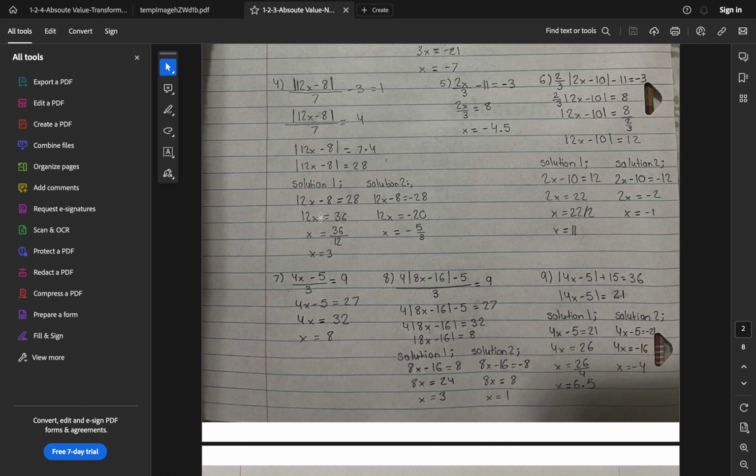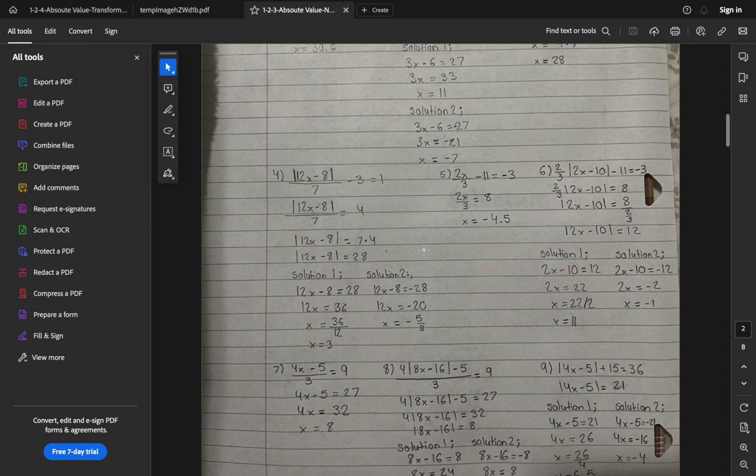Right, so now we have to do it for both solutions, where it's equivalent to negative 28 and positive 28. And we get x is equivalent to 3 for the positive 28 solution, and we get x is equivalent to negative 5 over 3 for the negative solution as we rearrange the equations, right, by isolating the x value.